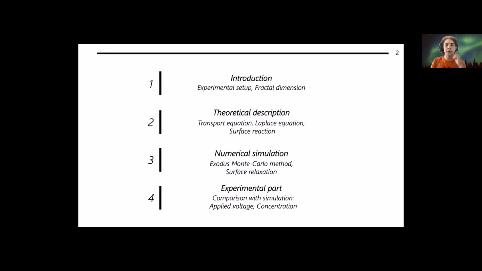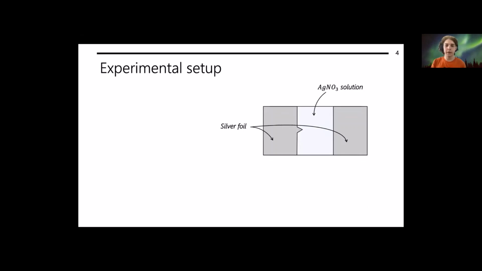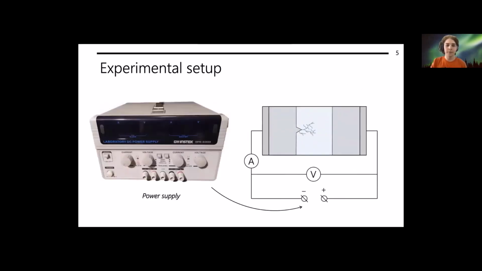Now the setup. Here's a brief overview of the report, and we're starting with the introduction. The introduction is presented with my experimental setup, which consists of a piece of glass covered with two pieces of silver foil with a thickness of about 20 microns. In between, there is an aqueous solution of silver nitrate. Then it is again covered in glass, and the resultant sandwich you can see on the left.